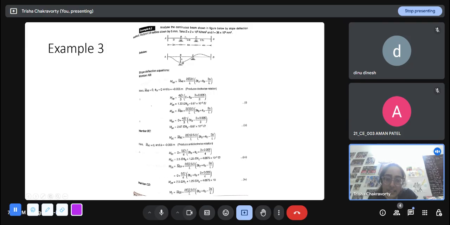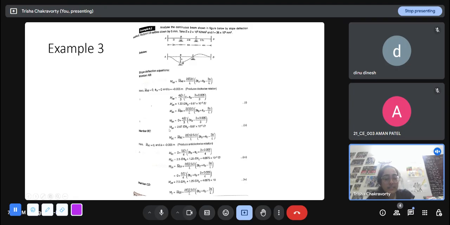For member BC, MBC bar and MCB bar are again 0 because there is no applied force in the span. And here the delta I have to take as minus 0.005, because just look at the span BC. If B is settling by 5 mm, then it is providing an anti-clockwise rotation. So be careful. When you put the sign of delta, look at which span I am looking at and just imagine the rotation of that span. So here I put minus 5 mm. MBC and MCB, I get two equations.